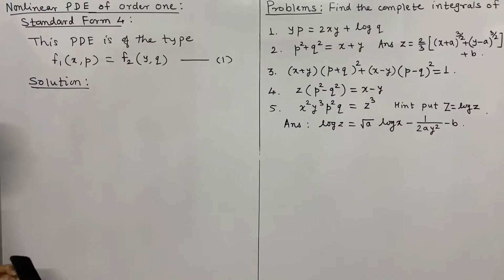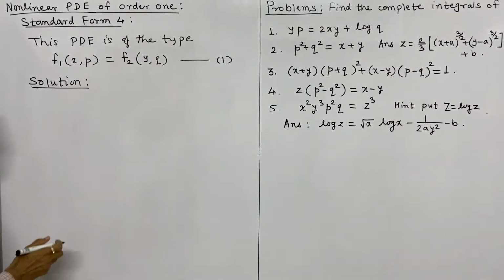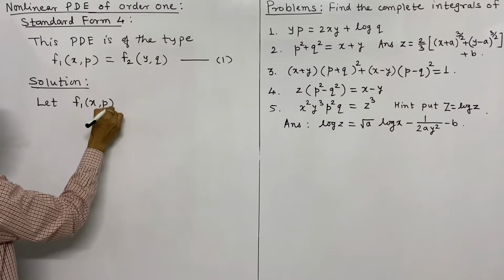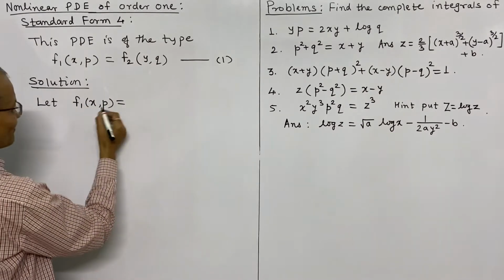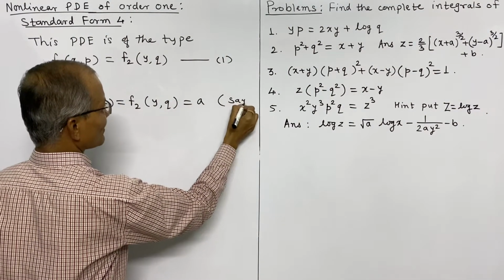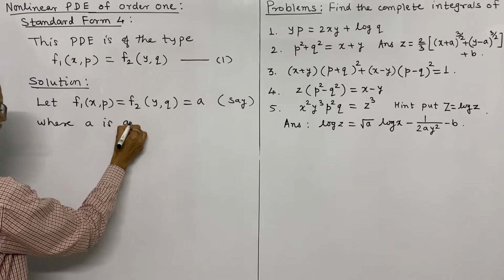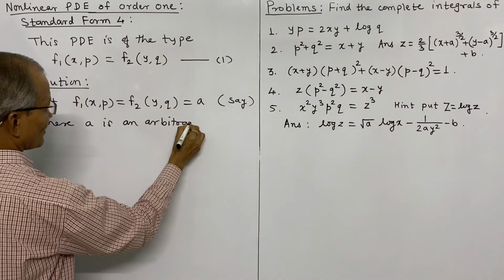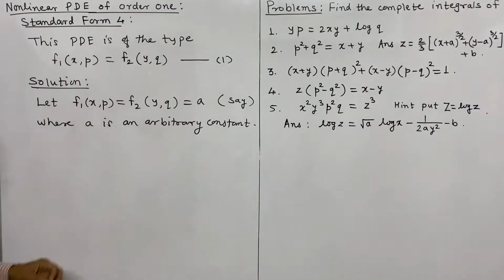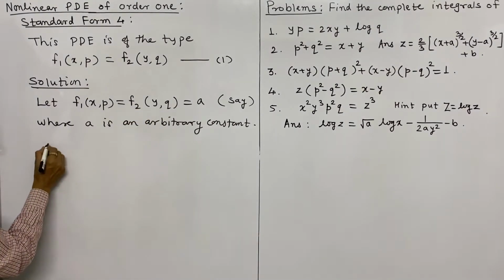Because these two are equal, we can assume these two are equal to a certain quantity that we will assume as A. Let F1 of x and p is equal to F2 of y and q is equal to A. Suppose this, where A is an arbitrary constant. Now we can solve these equations for p and q.